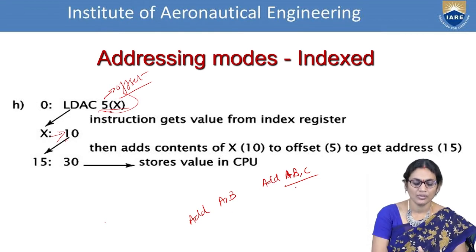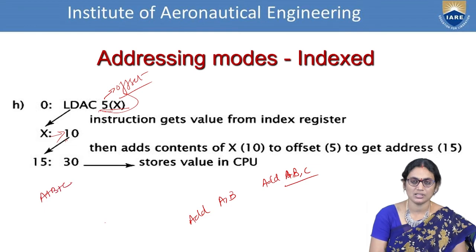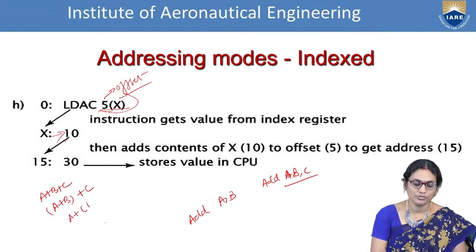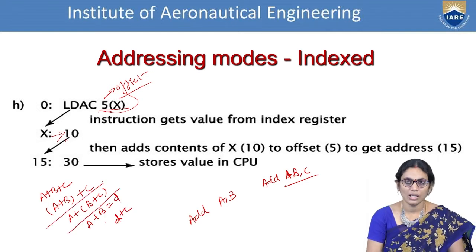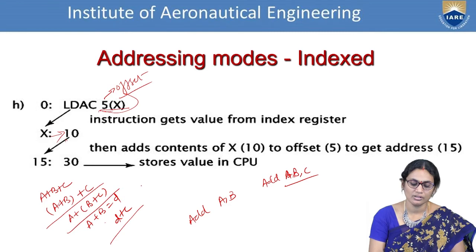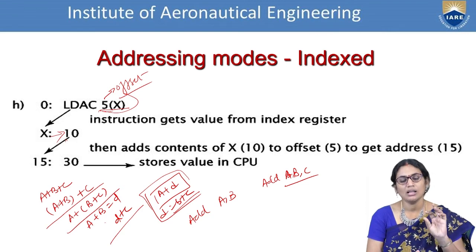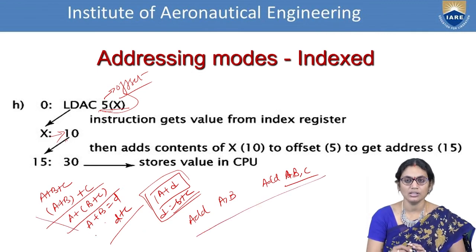This is one example. Next one is, for example, if I'm writing a plus b plus c. In how many ways can we write this? We can write it as a plus b plus c, or a plus of b plus c, or a plus b is equal to d plus c, or else I can write a plus d, where d is equal to b plus c. So for a single statement, I have written multiple operations. That means there are a number of ways it can be represented, and a number of ways it can operate. So this is one presentation and this is another presentation.